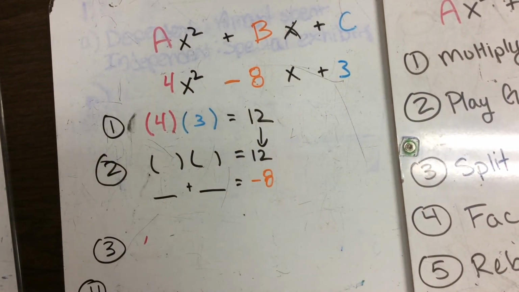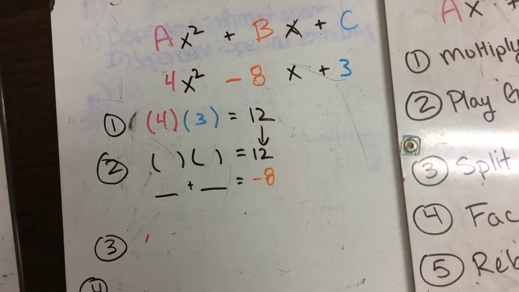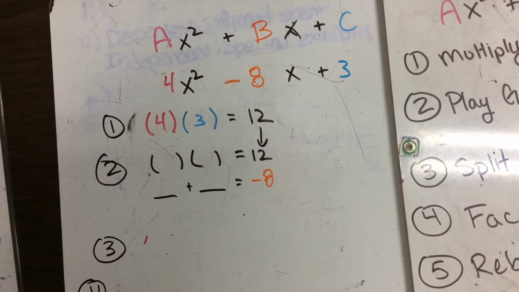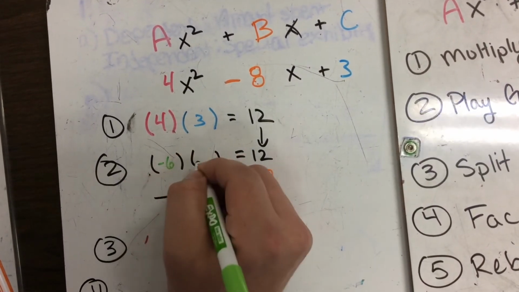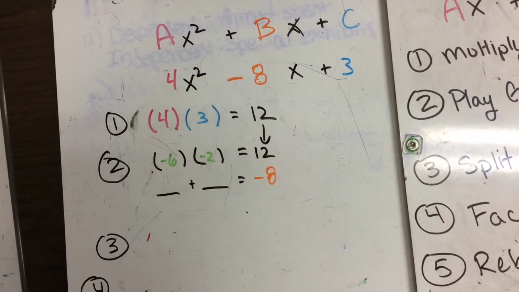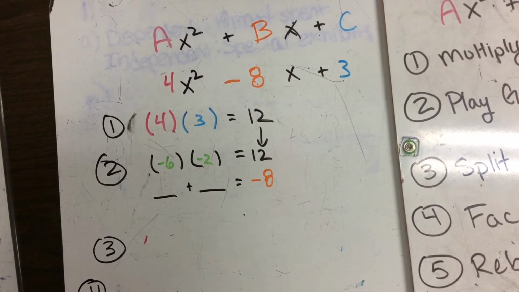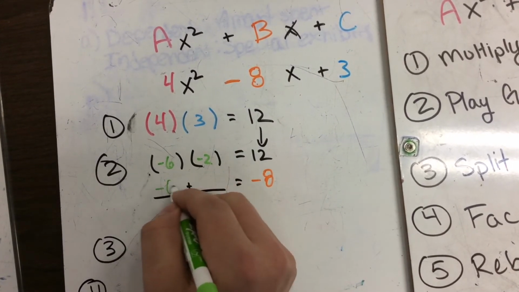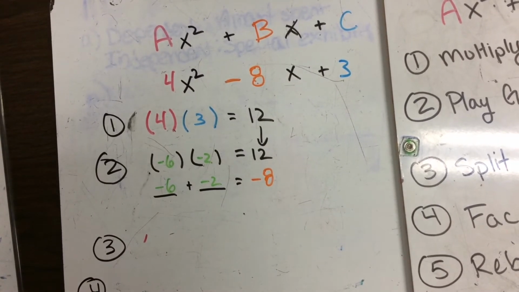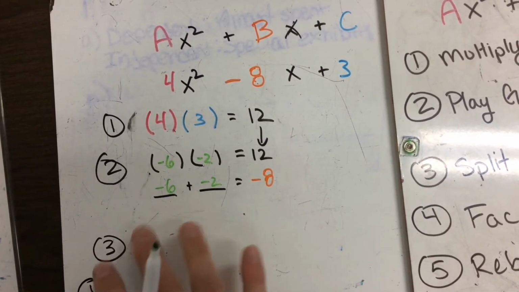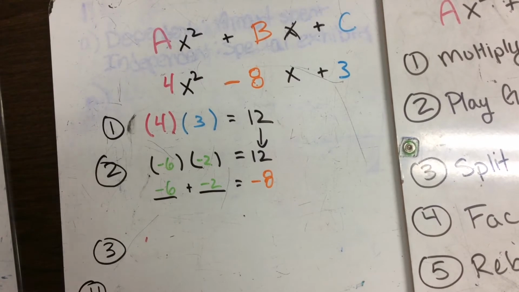Okay, the two numbers that come to mind for me are, well, I haven't thought about this yet, so let me think. All right, I see negative 6 and negative 2 will give me a positive 12 via multiplication, and negative 6 and negative 2 will give me an addition of negative 8. Now it is time for me to split the middle.